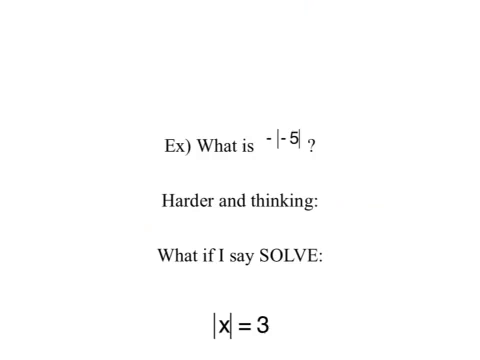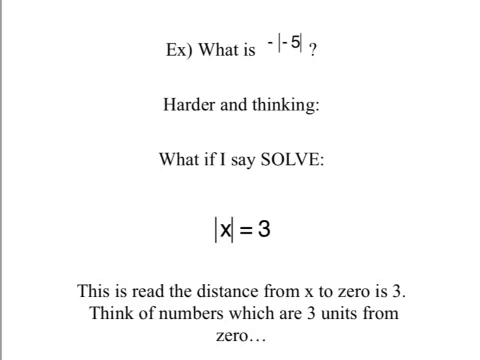Okay. What is, let me switch colors. What is the opposite of the absolute value of -5? That's actually what's being asked right there. So that negative on the outside is going to stay. Then I'm going to take the absolute value of -5, which is 5. And so my answer will be -5. Okay.